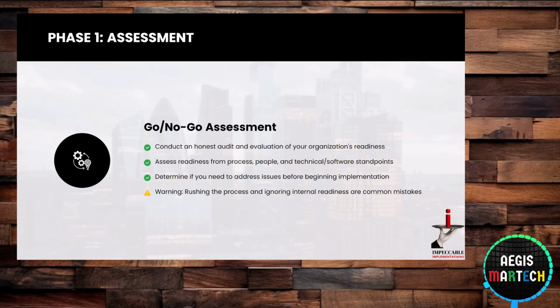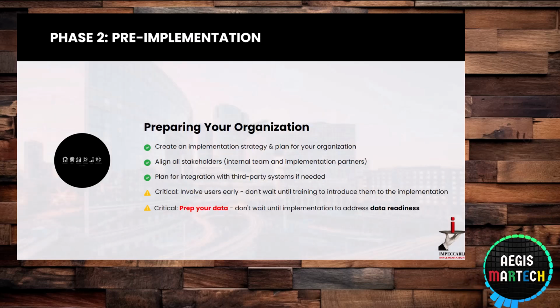But again, let's move on to phase 2. The second phase is the pre-implementation phase. This is where you're going to prepare your organization. You're going to create an implementation strategy and plan for your organization. Again, we're going to get more into this later. You're going to align all the stakeholders. If you have an organization or a business with different departments, you're going to get everybody on the same page: your internal team, your stakeholders, your process owners, as well as your folks on the front line, folks that are actually using the software.